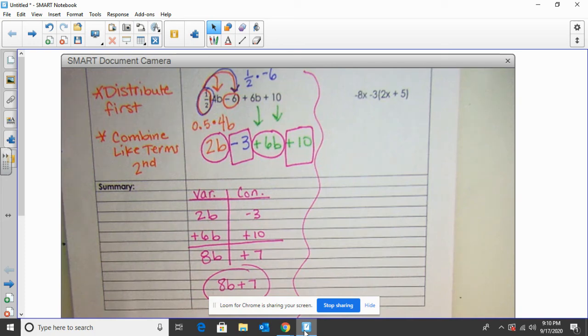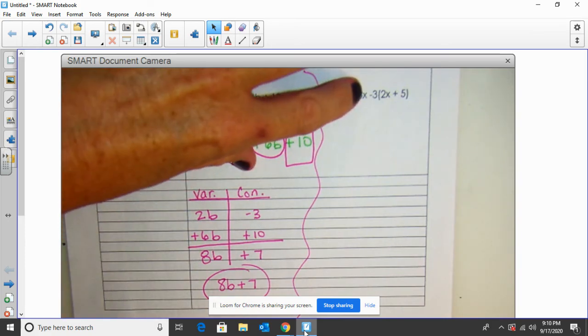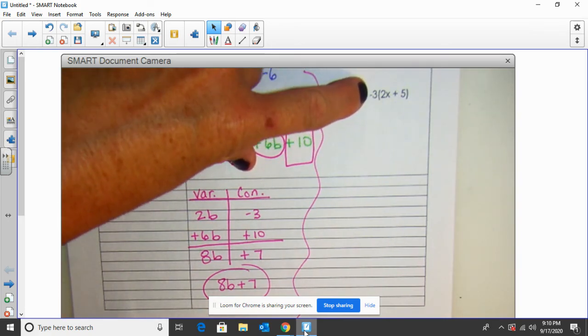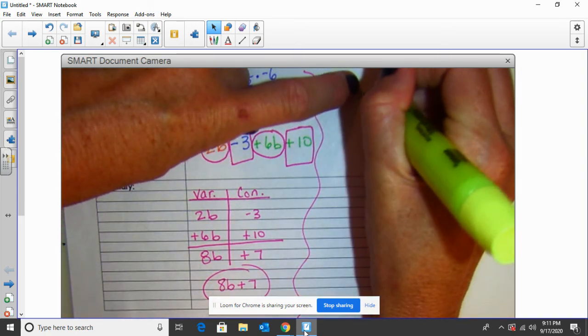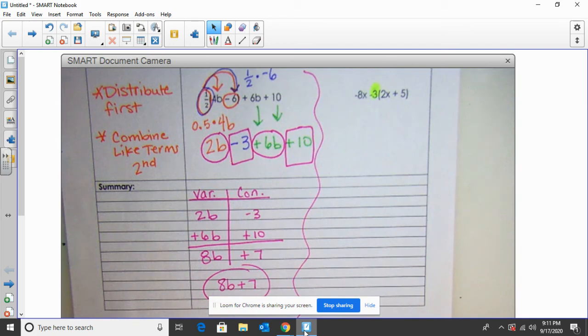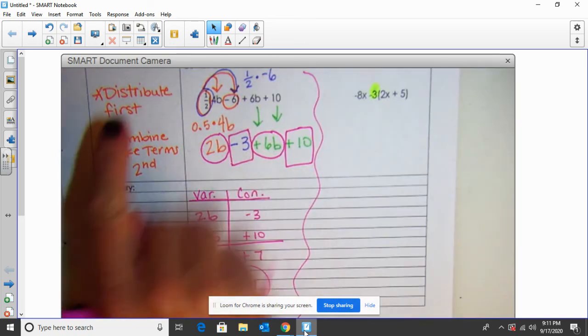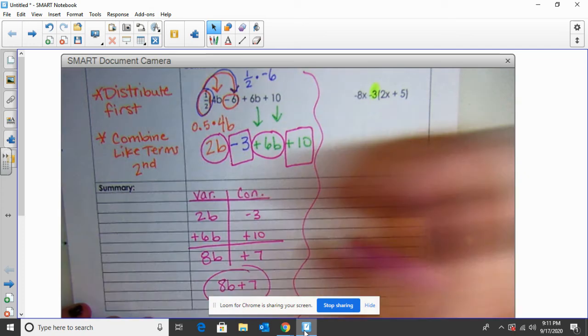I did save a tricky one for the end. If you notice, who is outside of the parentheses that I have to distribute? Well, the -8x is in front, but this -3 is the one that is connected to the parentheses. Now, I say -3, you probably would have just guessed it's a 3. Correct, it is a 3, but when I pull that 3 out, if it was all alone, I would have to pull that negative sign with it. Okay, so remember, we distribute first and combine second.